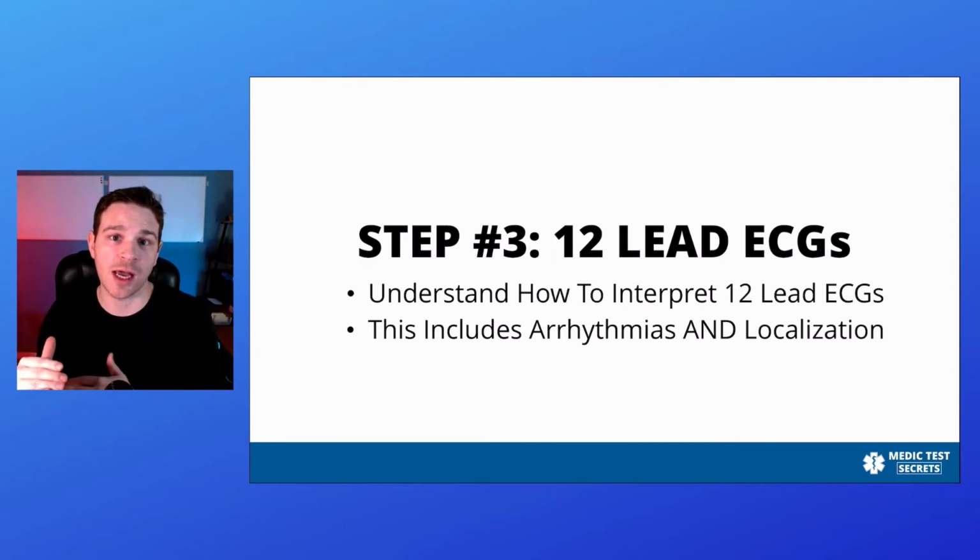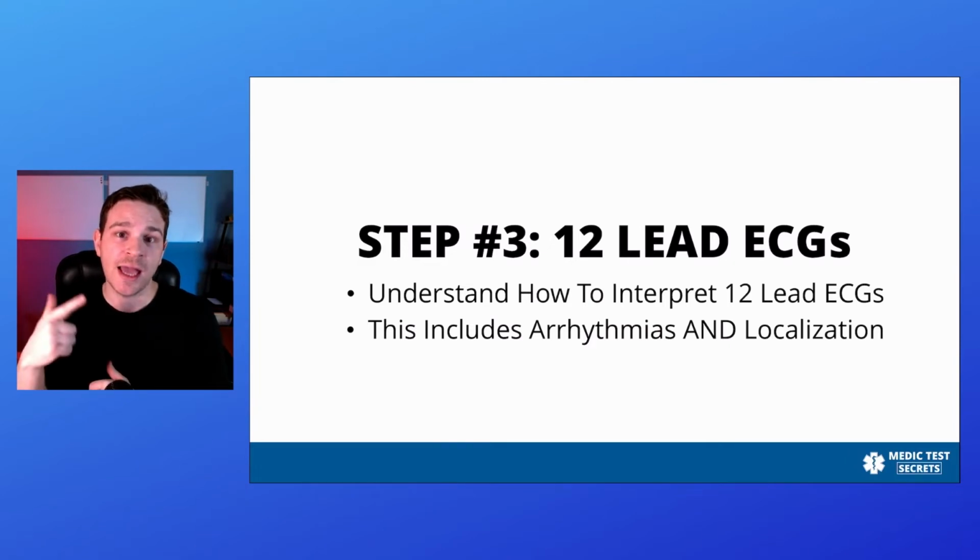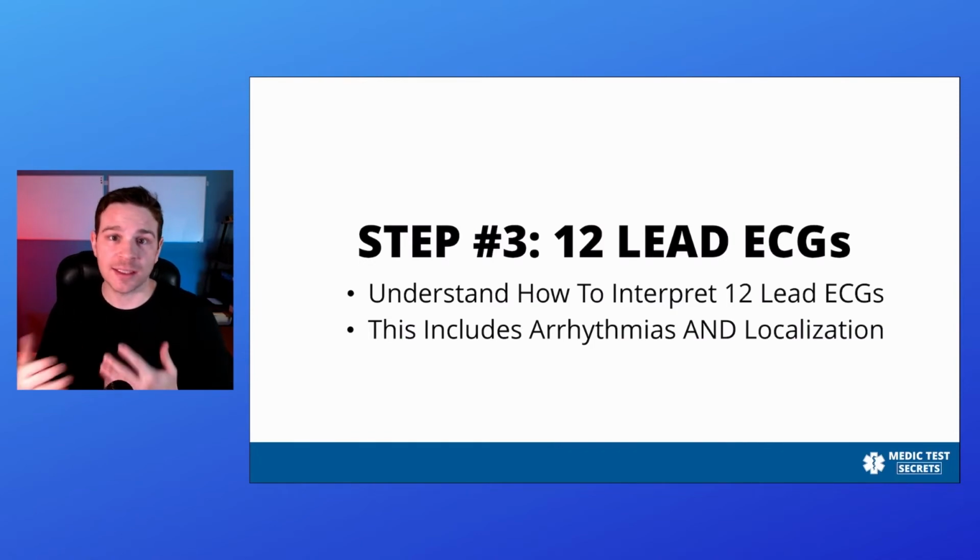So if there's an underlying arrhythmia, like a heart block, and if there's an inferior STEMI, you have to be able to recognize both of them, identify both of them, and then treat both of them, including treating the arrhythmia if it's necessary, and treating the ACS or the acute coronary syndrome with aspirin, possibly nitro, etc.